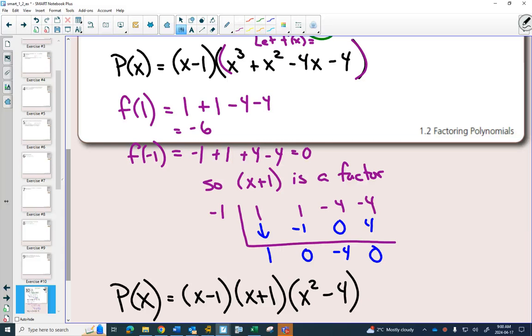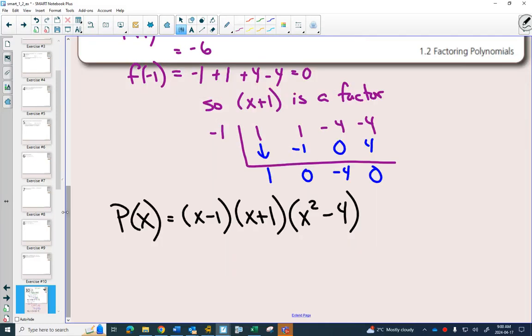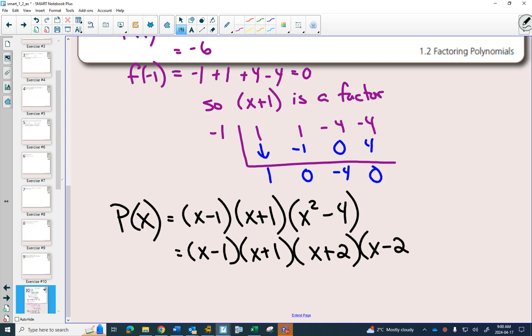I find that an area where sometimes students run into problems is just being careful with notation. So we had p of x here, we already got the x minus 1, that x minus 1 is out. Then we worked with the new part, found a new factor of x plus 1, so now we have two factors for p of x: x minus 1 from before, and now an x plus 1. And what's left is just the x squared minus 4. Now we've got a quadratic. The difference of squares. So now we can factor completely.